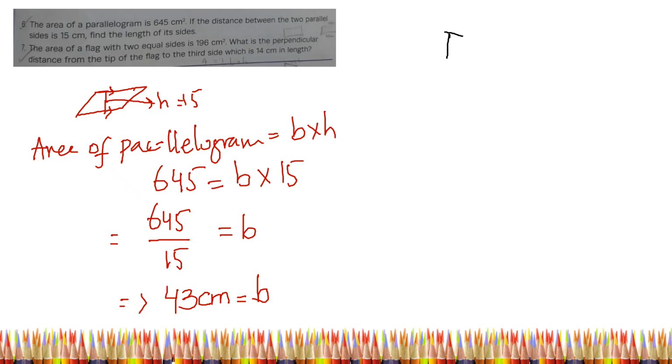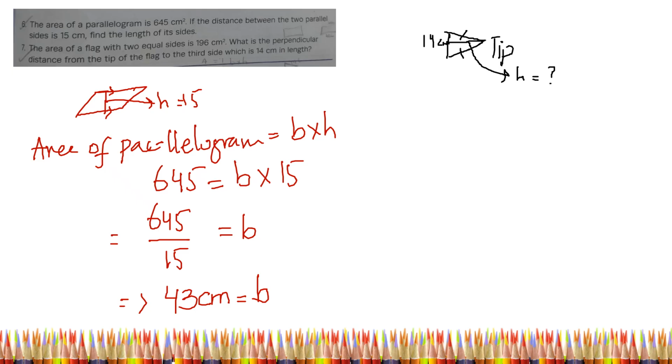That means the shape looks like this. The flake looks like this. Now it says what is the perpendicular distance from the tip. This is basically the tip. What's the perpendicular distance from the tip to the other side, which is, now this side is 14 centimeter and these two sides are equal. So basically you have to find the height, which is unknown.